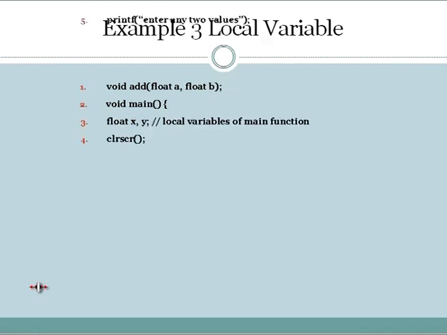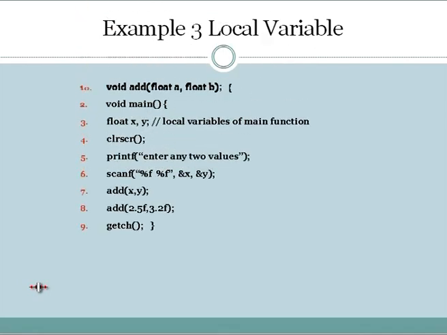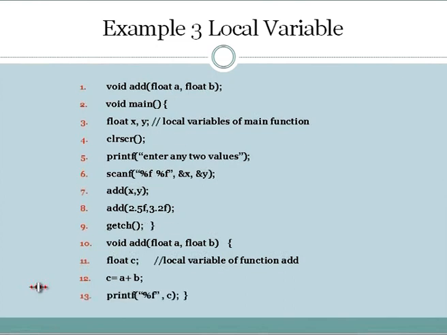Let's study an example of local variables. In this example, we have used a user-defined function with the name add. The function is declared with two float arguments a and b. The function will compute the addition of the two values a and b and then will display the result from inside. The function returns no value. That's why we have declared the function with return type void.